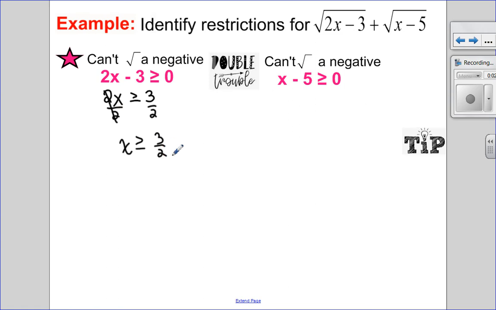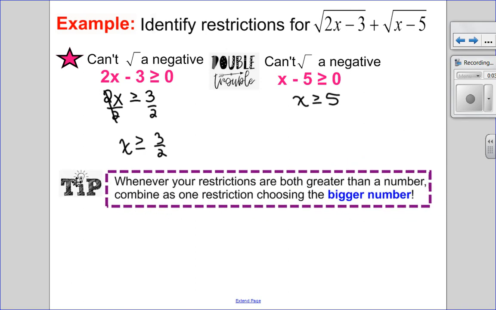In the other root, x minus 5 has to be greater than or equal to 0. So I will add 5 to both sides and get x greater than or equal to 5. So I have 2 restrictions. I want to try and combine them together as one restriction. Whenever your restrictions are both greater than a number, we can combine those by choosing the bigger number. Let me show you how that works, and then we can use this trick every single time.